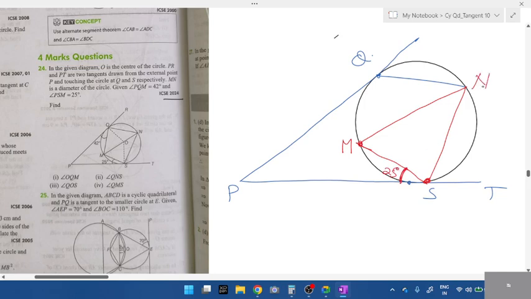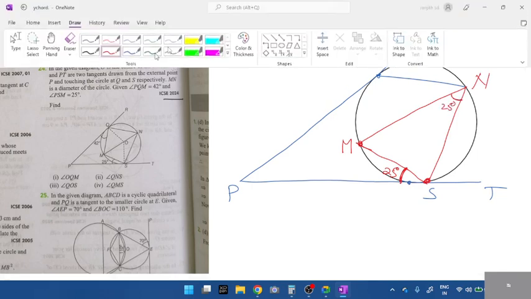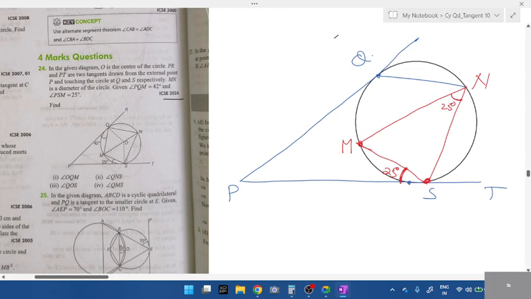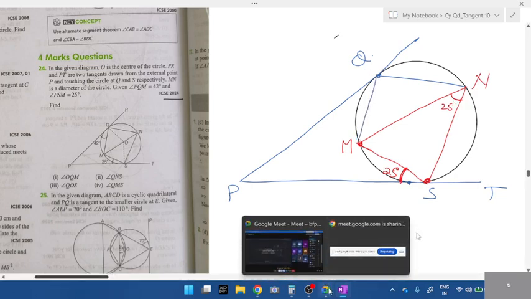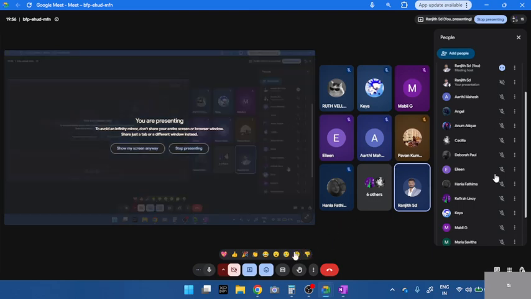If this is 25, consider this as a separate triangle. Look at the red one. Which one else will be 25, students? Which one is 25? Angle N. You can even consider the cyclic quadrilateral concept. There is one more. Which angle is alternate? Yes. Alternate.